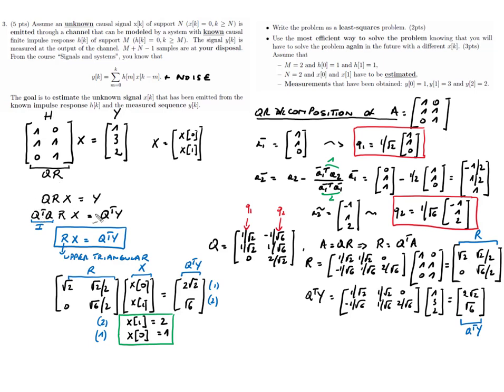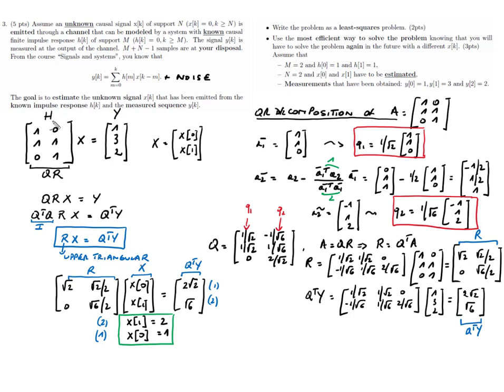If you multiply on both sides by q transpose, since q is orthogonal, you have the identity matrix over here. So you end up with this system of equations, and it's very easy to solve, right? Because R is upper triangular.